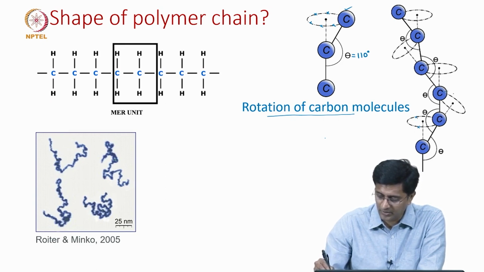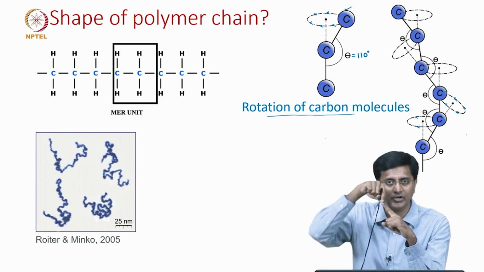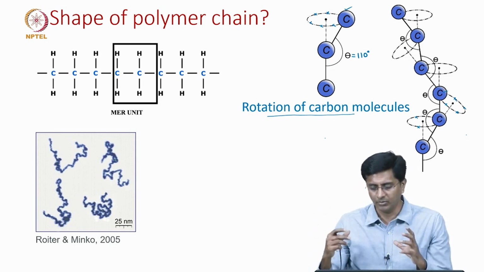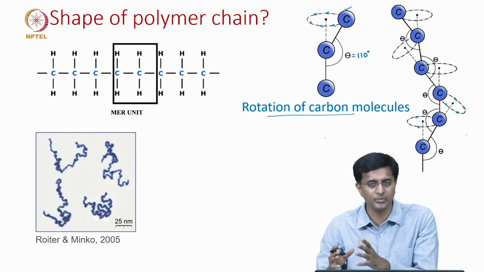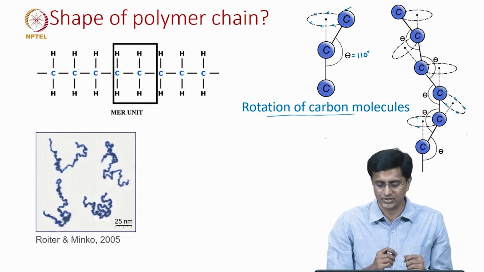Similarly, this carbon atom can be anywhere on this cone, and it is not like they take a position and stay there, they are free to rotate as well. Because of this, they take this random shape, and this explains what we see in this AFM image.